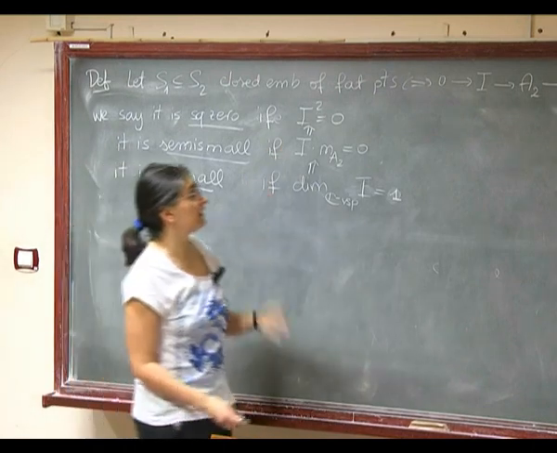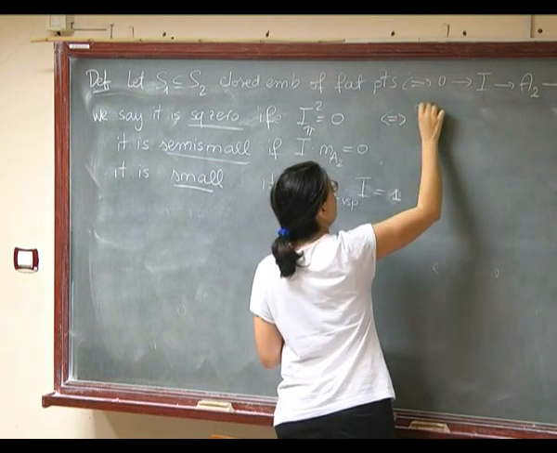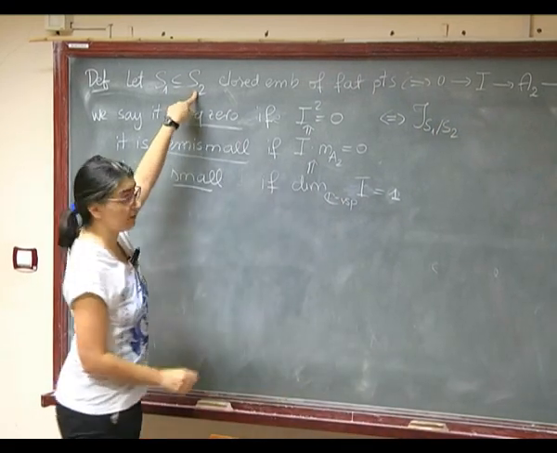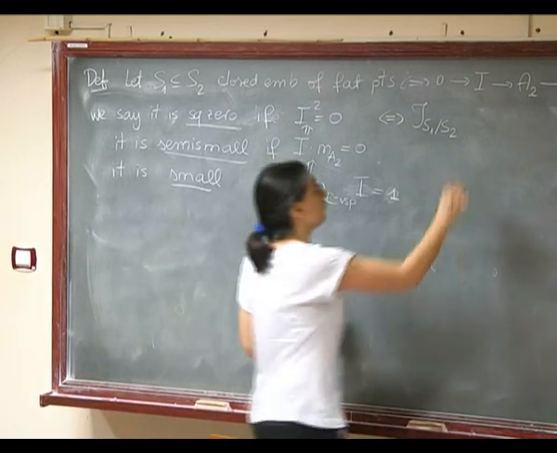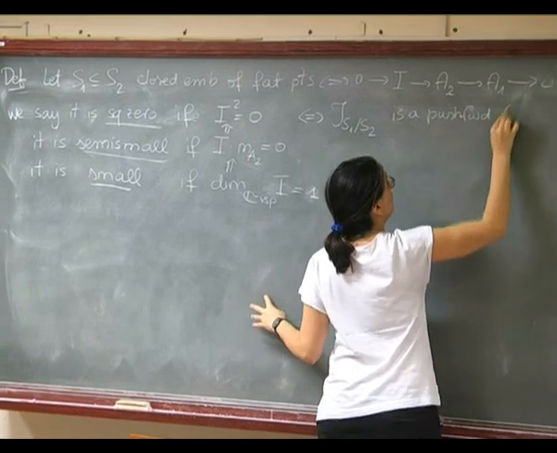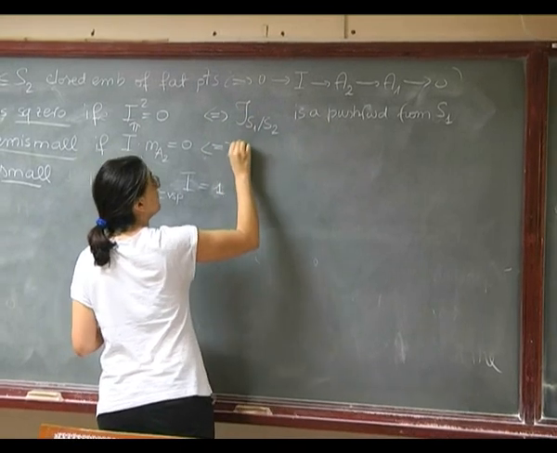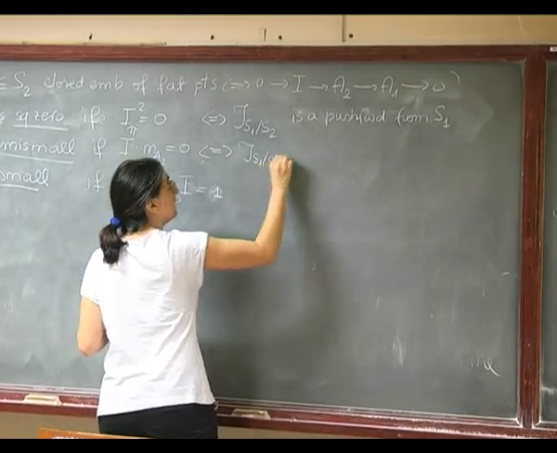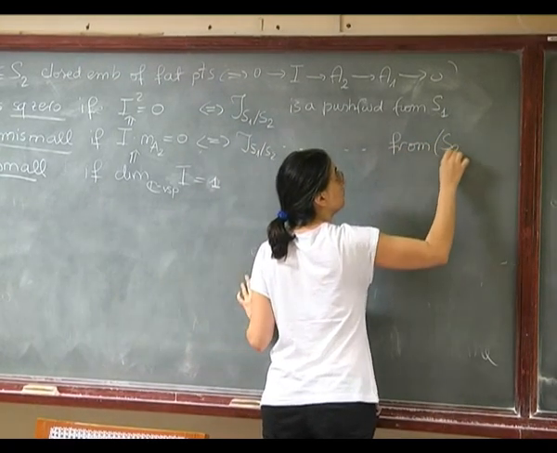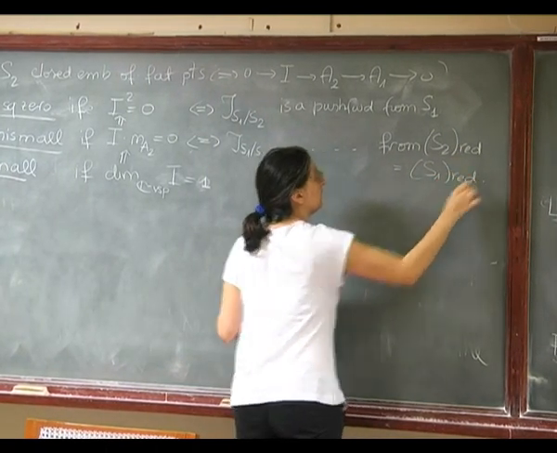And in particular, if I view it geometrically, this means that the ideal of S1 in S2, which a priori is a coherent sheaf on S2, is a push forward from S1. And this condition is that this ideal is a push forward from S2 red, which is of course equal to S1 red.